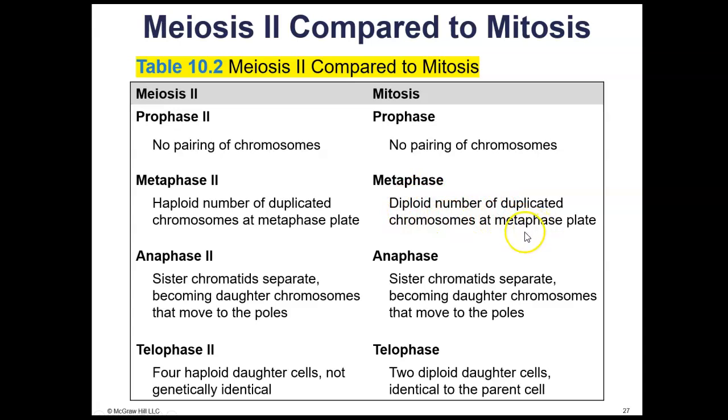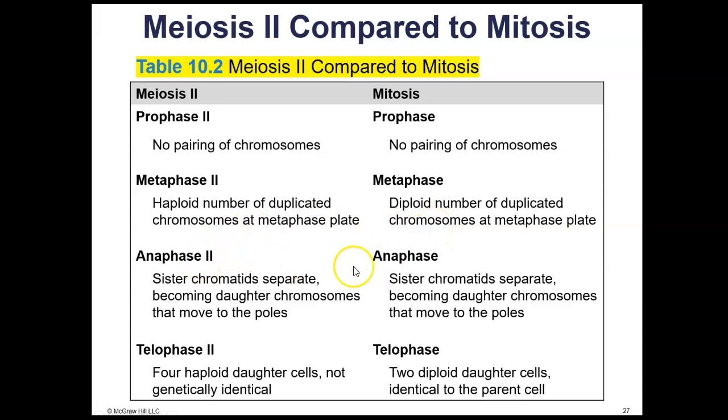So if you can visualize this in your mind, in a human cell, in metaphase 2, you would have 23 duplicated chromosomes. In other words, 23 chromosomes that have 2 sister chromatids attached at a centromere. So there would be 23 of these lined up. But in metaphase, it would be 46 of them lined up. So that is a difference as far as the number of chromosomes that we're dealing with.